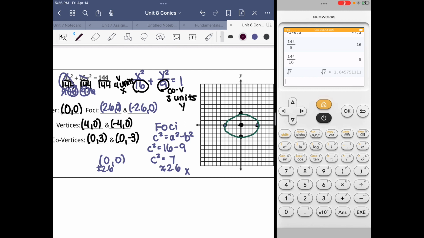Since that's about 2.6, I'm not going to go up any at all, but I am going to go left and right about 2.6. And this time you'll notice they're a little closer to the center. They're not as squished into the vertices as the other two were. That's because this one is more circular. As an ellipse starts becoming more of a circle, those two foci points start to become the middle point or the center. So a perfectly circular ellipse would mean the foci are going to be the center and everything kind of squishes back to being even all the way around.